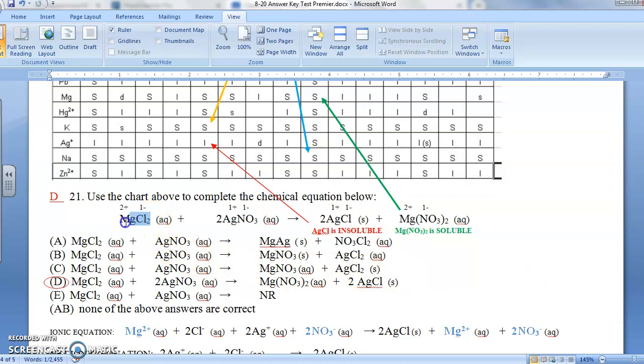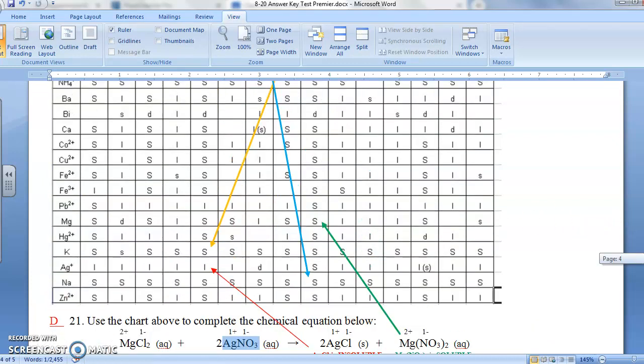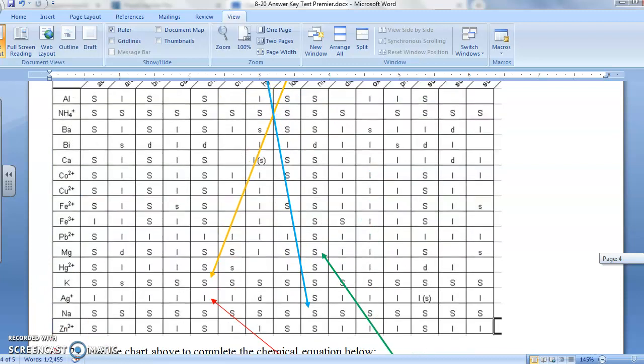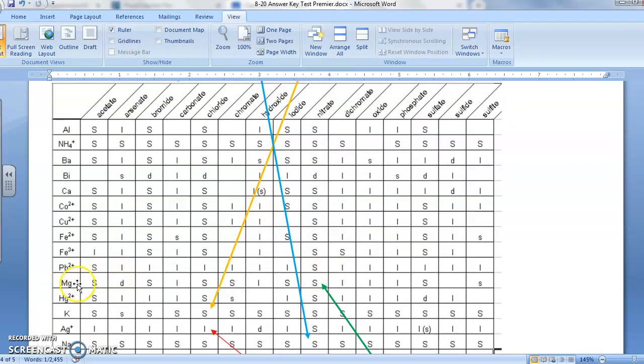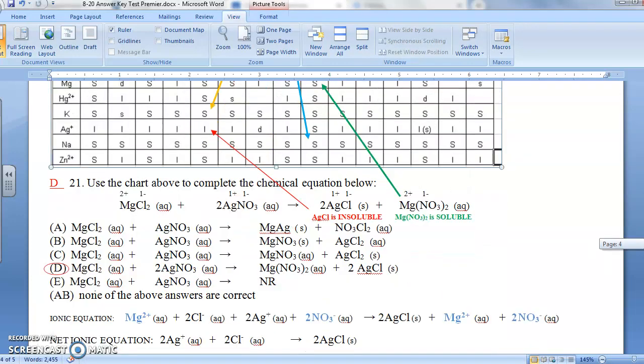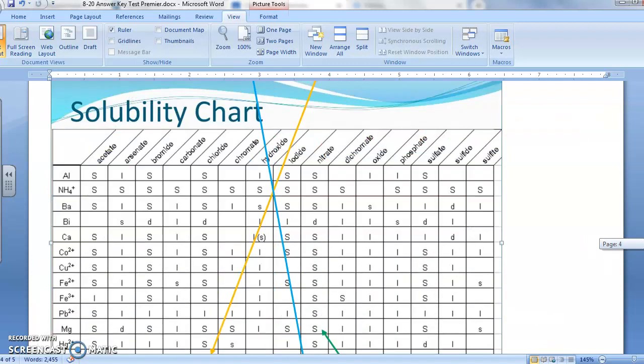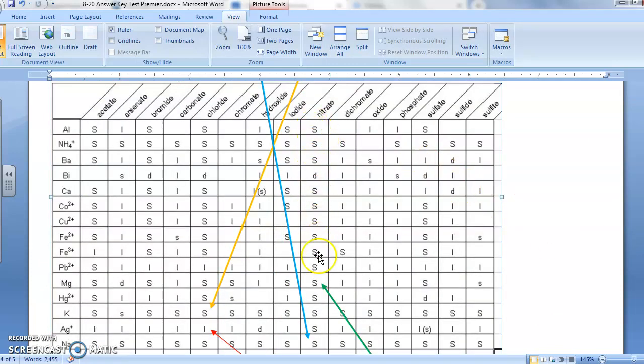We have magnesium chloride. They gave us that. What about silver nitrate? What's going to happen when this reaction occurs? First of all, is magnesium chloride soluble? Here's our magnesium. Here's our chloride. That's soluble. That'll work. What about the silver nitrates? If you look down that nitrate, a lot of these nitrates are soluble, as we've learned.